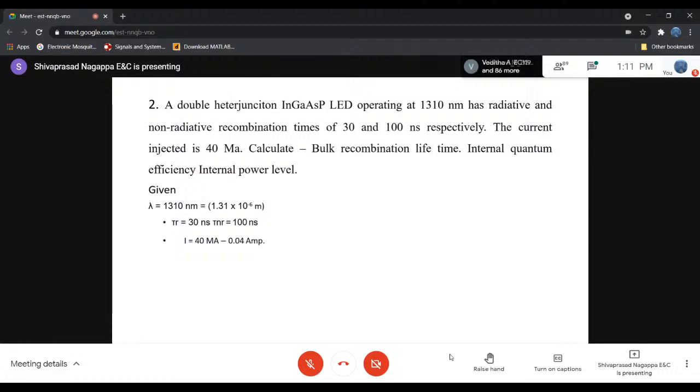Please note down: a double heterojunction indium gallium arsenide phosphide LED, which is operating at 1310 nanometer, has radiative and non-radiative recombination times of 30 and 100 nanoseconds. The drive current is 40 milliamps. Calculate the bulk recombination time, internal quantum efficiency, and internal power level.